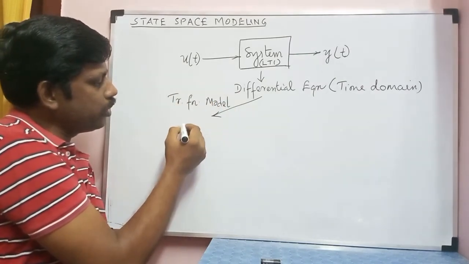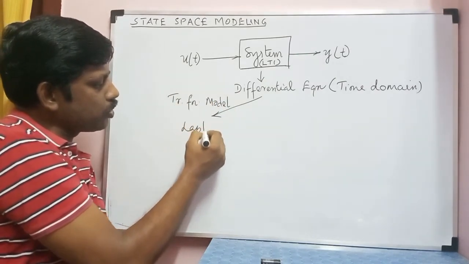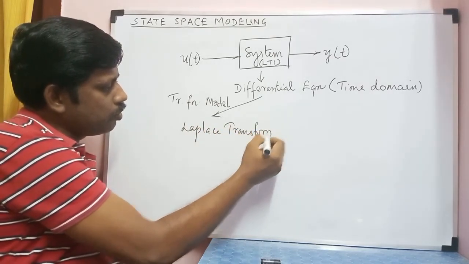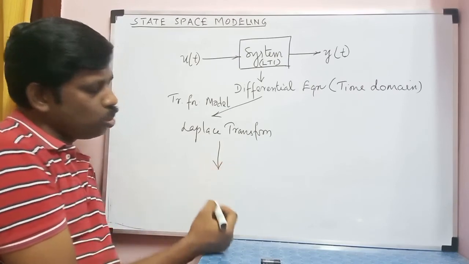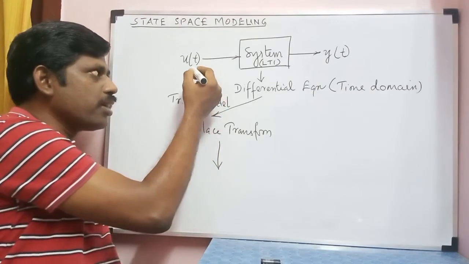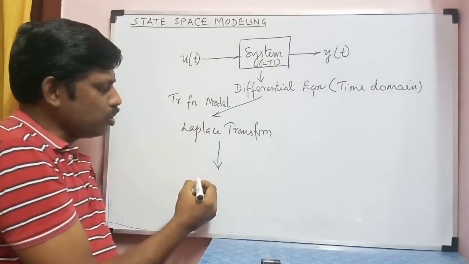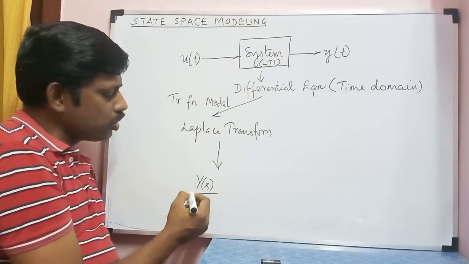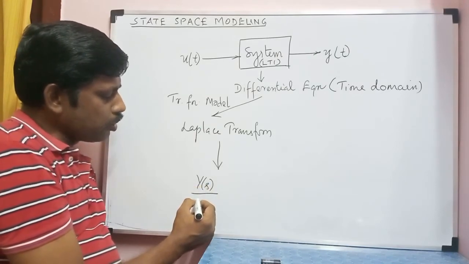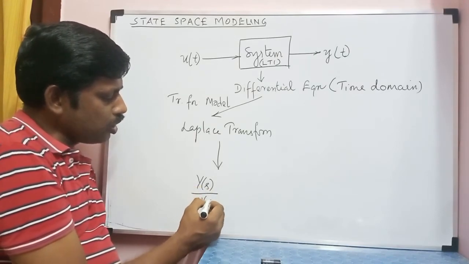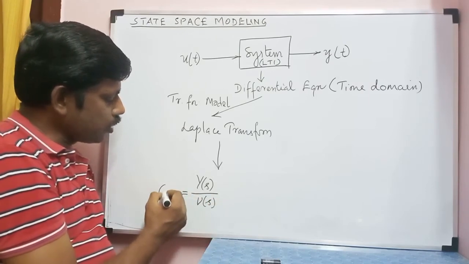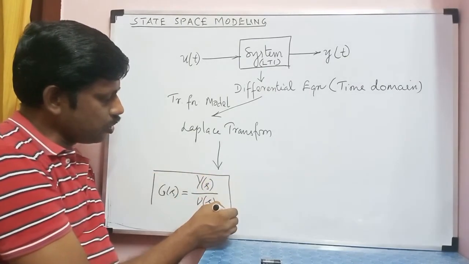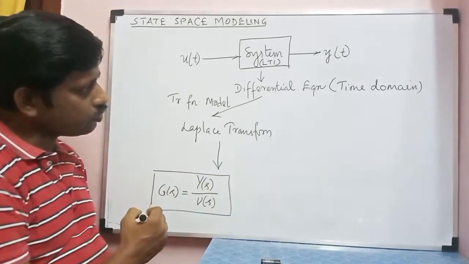So what we do there is take the Laplace transform, and then you separate Y of s and U of s. Then you find the Laplace transform of the output divided by the Laplace transform of the input. We call that the transfer function. Okay, so this is the transfer function model.